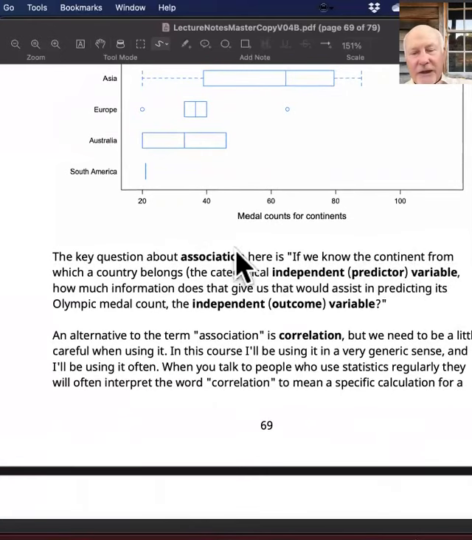But I want you to start thinking, and this is something I'll reinforce during the course, about association and correlation in terms of information. How much information you're getting that will enable you to predict. Now I'm going to use the terminology independent variable and dependent variable.